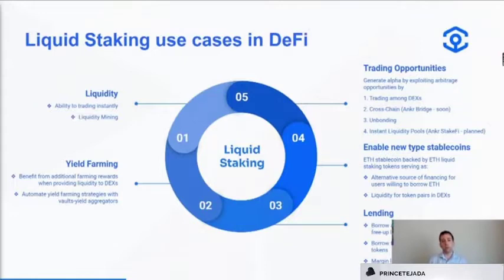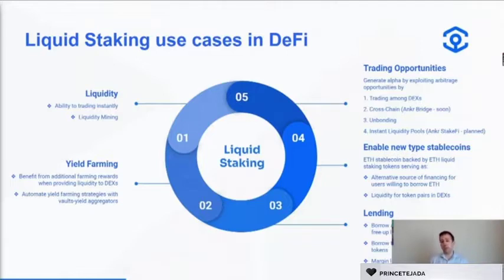So liquid staking use cases in DeFi are obviously about providing and enabling liquidity for traders, but also liquidity mining rewards for the liquidity providers. Yield farming opportunities: you no longer need to choose between yield farming and staking. Lending: the issue with lending currently and liquid staking tokens is that most liquid staking tokens are rebasing. I will explain later what that means exactly.